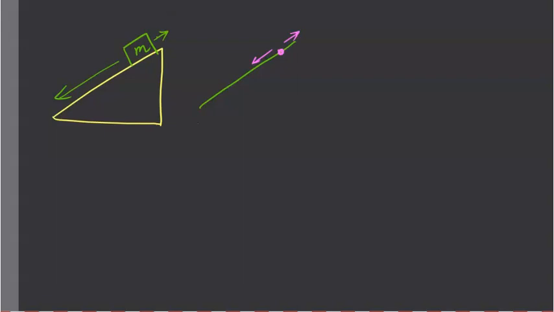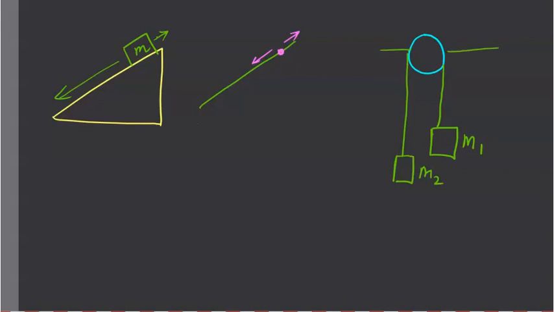Then there is another example of a pulley. If you have a pulley like this and you pass a string over it which is attached to a mass, let's say this is mass m1, and there is another mass m2 attached to the other end of the string, right? Then this is also a constraint.